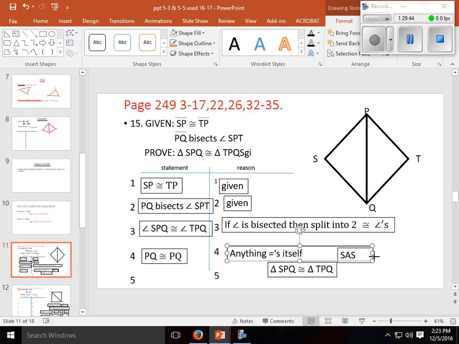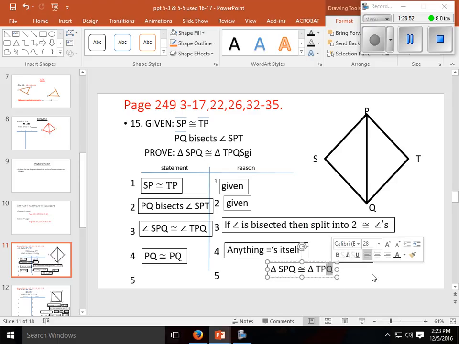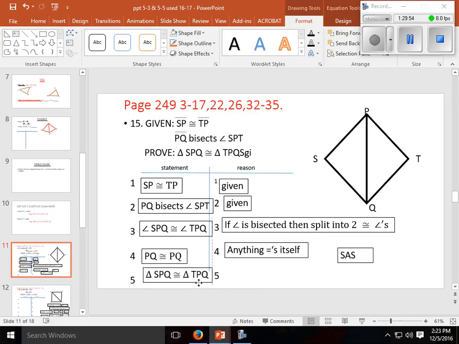Next. Okay, here we go. How did Logan know that? Because it came next. It's the last thing. That's got to be the last thing. And since I showed you that there were only 5 statements and 5 reasons, the triangle's got to come last.